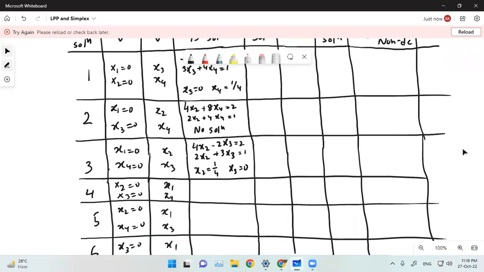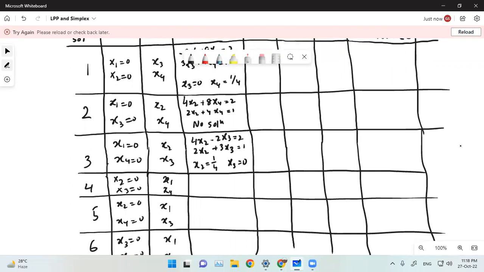Okay, so fourth case, that is why we wanted to keep a bit of space, but somehow, okay, fourth case, x1 plus 8x4 equal to 2, minus x1 plus 4x4 equal to 1. So ultimately it will give us x1 equal to 0 and x4 equal to 1 by 4.